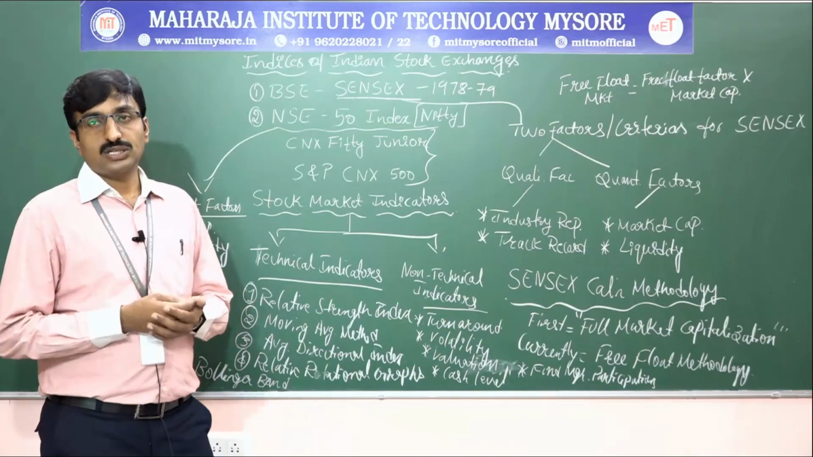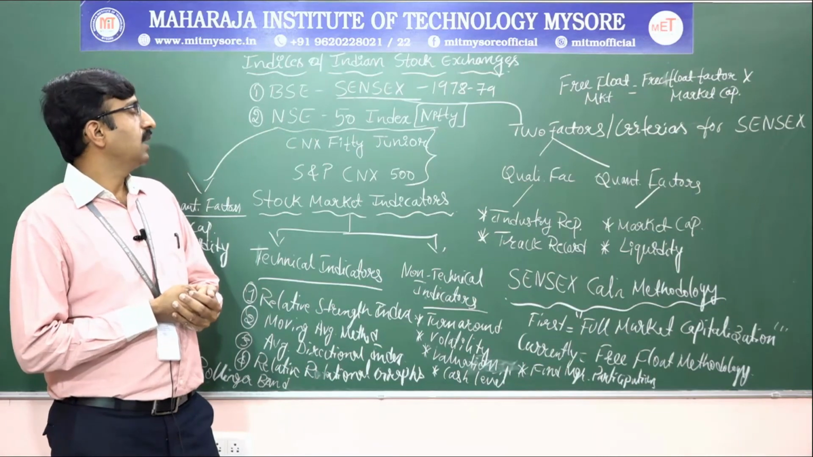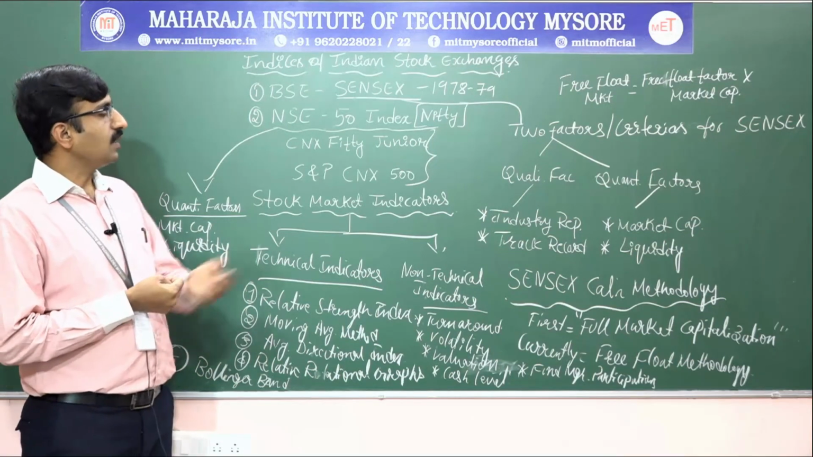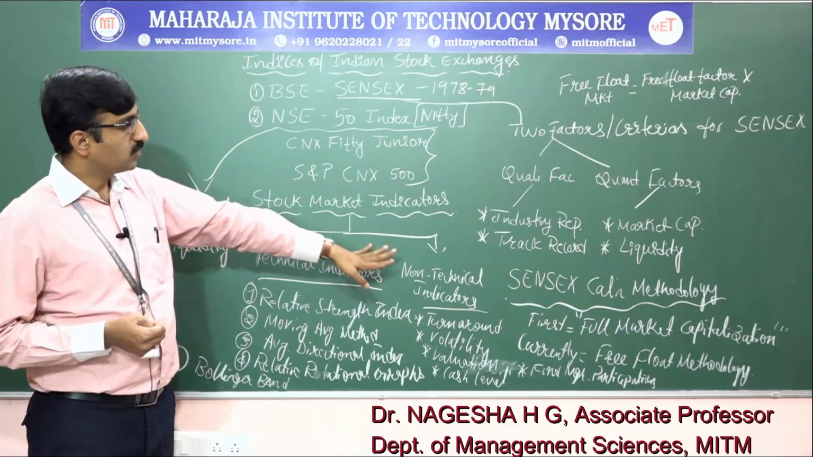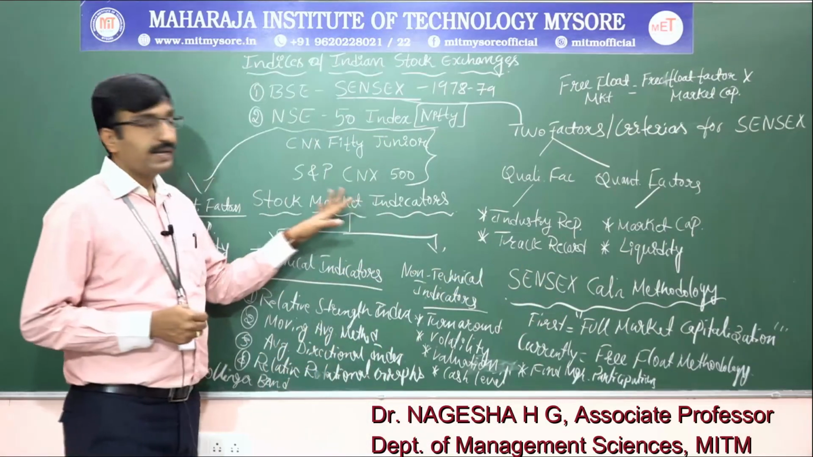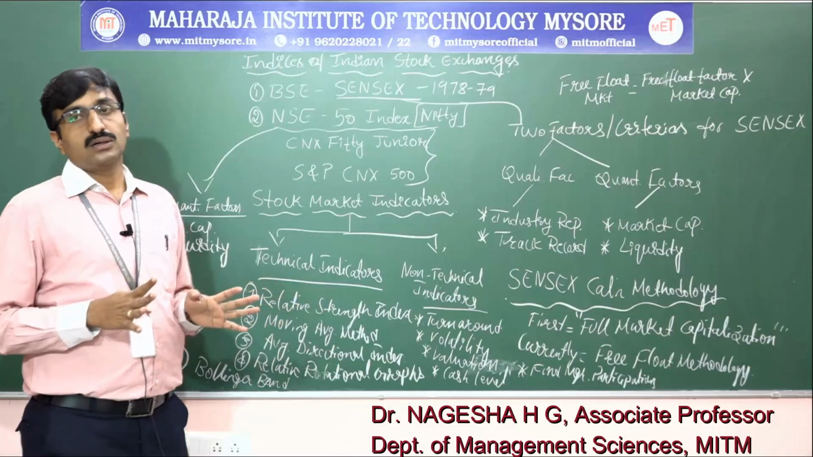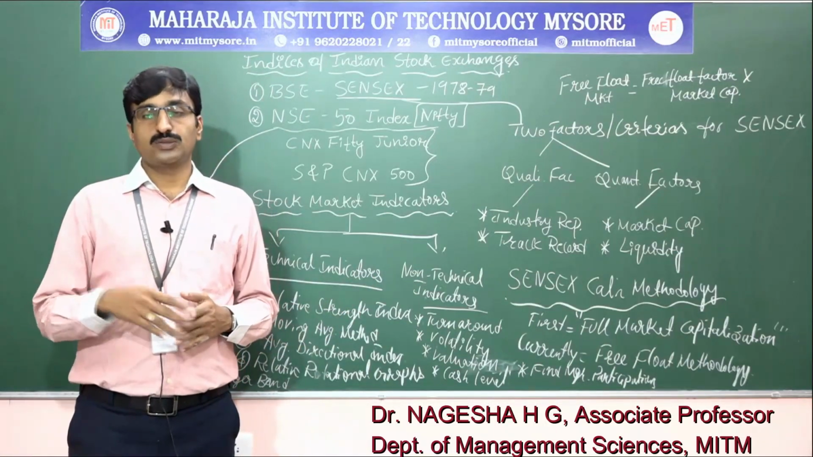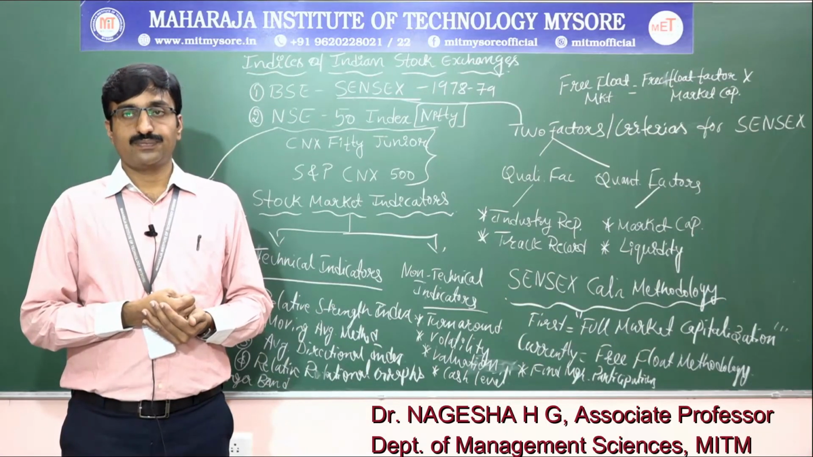In today's session, we have understood indices of Indian stock exchanges, namely BSE Sensex, NSE 50, CNX 50 Junior, S&P CNX 500, the factors considered for the calculation of Sensex and of Nifty, and also how to calculate the Sensex and stock market indicators. This is all about unit 1 in investment management. So we have completed unit 1. You just go through that. Any doubts you have, you can ask in the online classes.